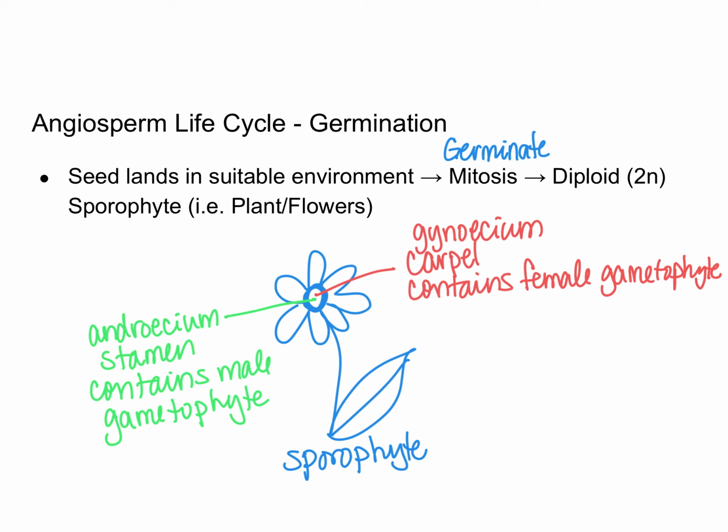So you can see how the cycle continues because the gametophytes within the sporophyte plant can then produce more sperm and egg, and sexual reproduction can happen again to produce a seed that produces another sporophyte that produces gametophytes, etc., etc.